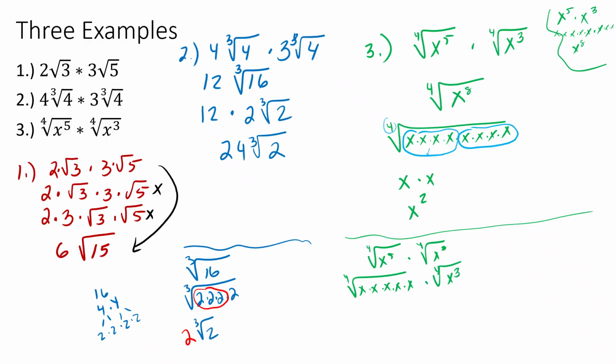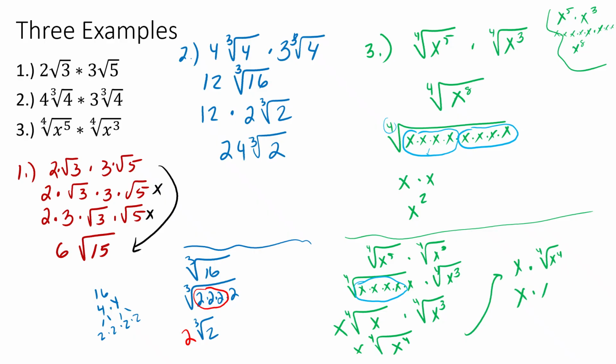And we'd be looking for a group of 4. And so this would simplify to 4 times the 4th root of x times the 4th root of x to the 3rd. And then multiplying these together would give us x times x to the 3rd, which is x to the 4th. And the 4th root of x to the 4th is just x, leaving me with x squared.